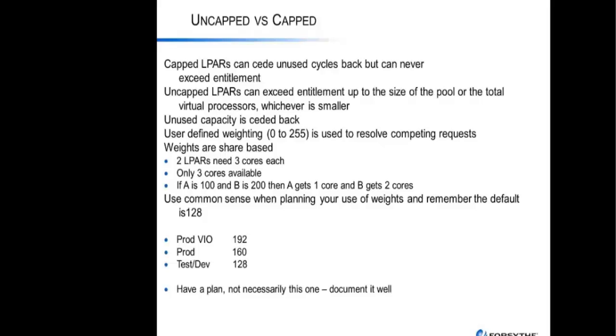All right? So the moral of this is to have a plan. Doesn't have to be this one, but to make sure you structure out who your most loved ones are and then document that and make sure that you don't put any production at 128 or below. Because if a test LPAR is brought up at 128, they're now competing for the same resource at the same priority.